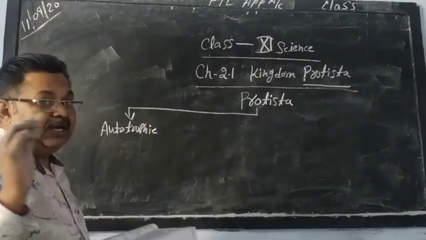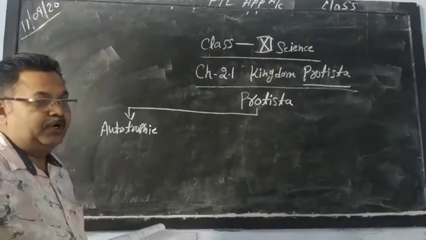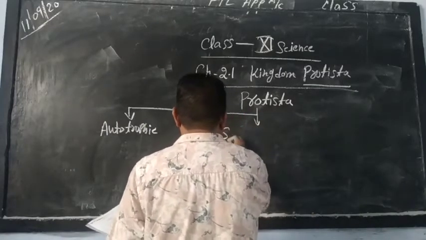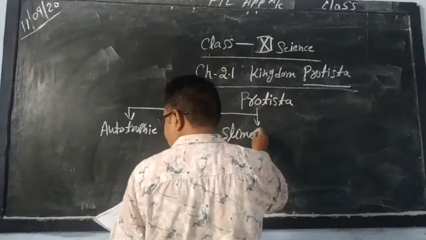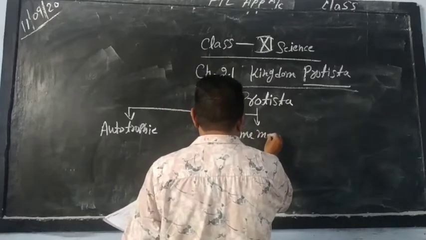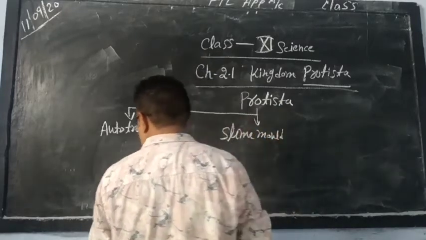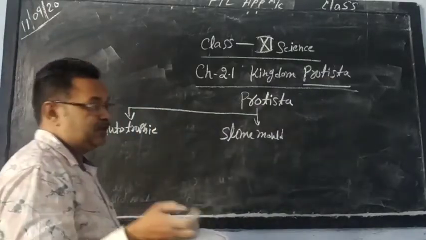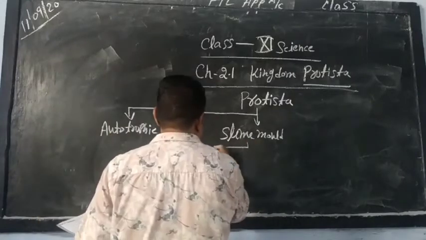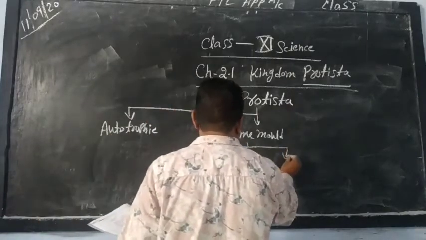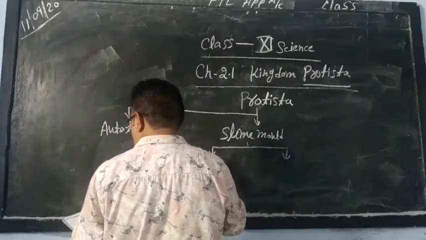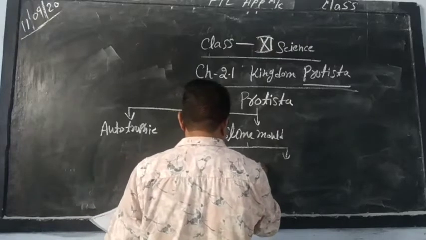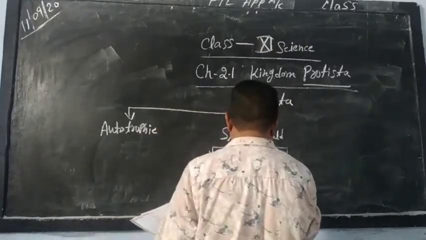Autotrophic means it can prepare food itself. Second one is slime mold. Slime molds are of two types: non-cellular and cellular.